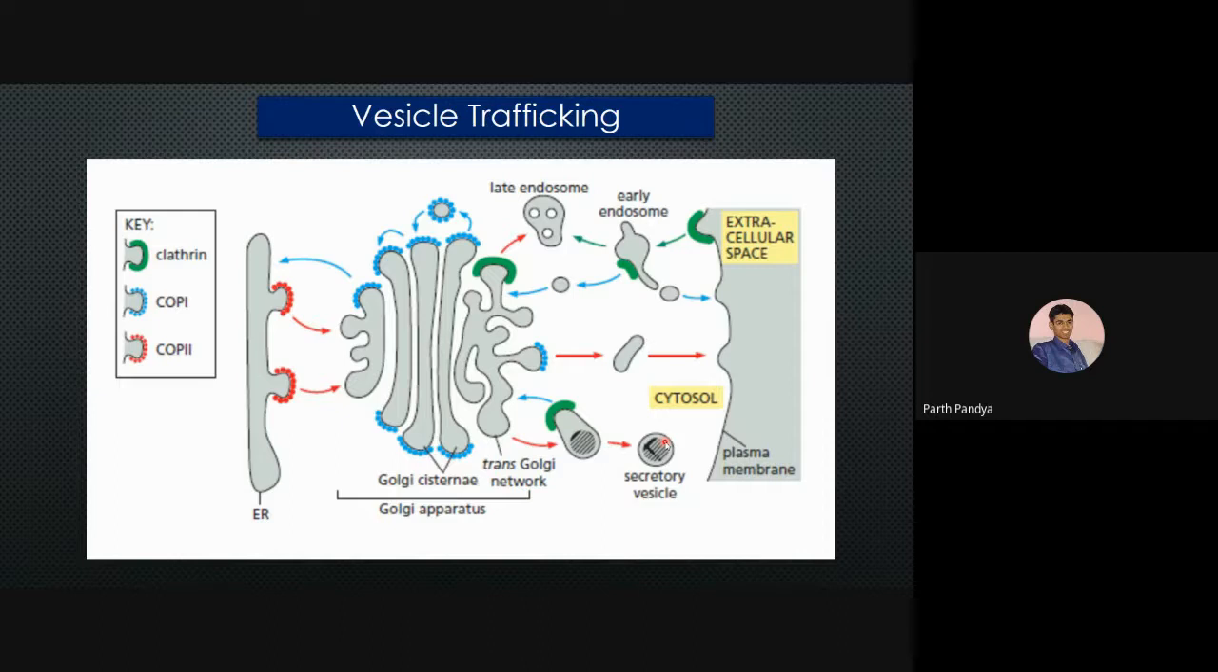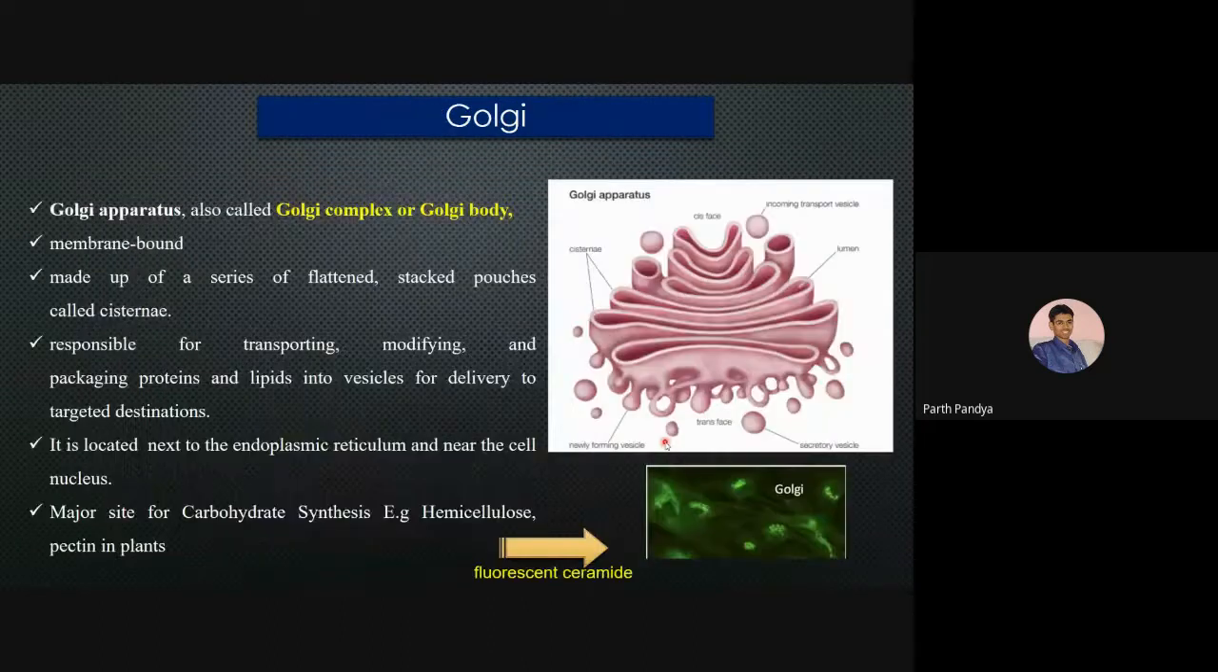This totally depends upon the type of protein, which is identified by specialized proteins in the vesicles. The vesicle identifies the protein, and then it passes to the Golgi, and from the Golgi to the cytoplasmic part. The Golgi apparatus is also called the Golgi body or Golgi complex.